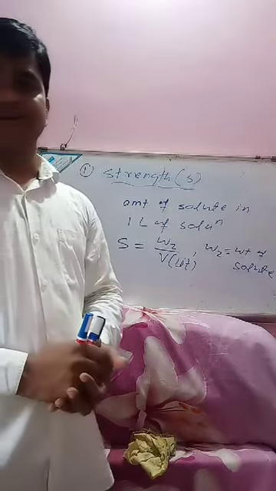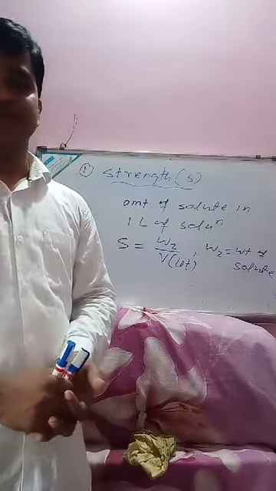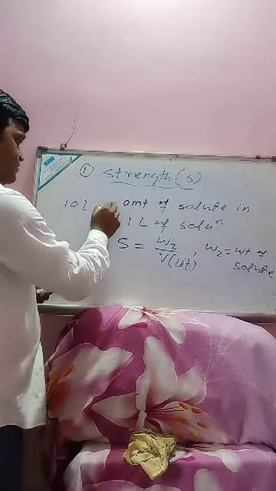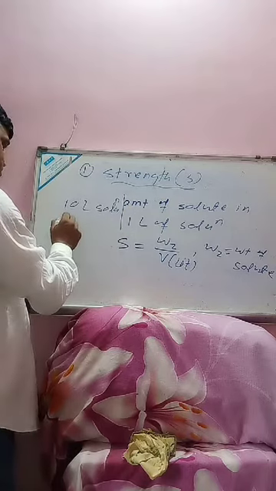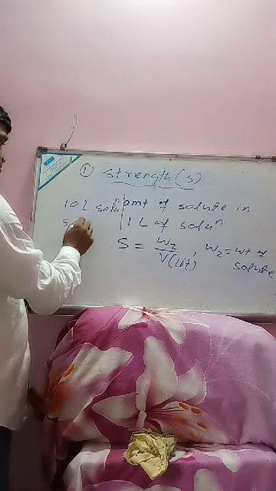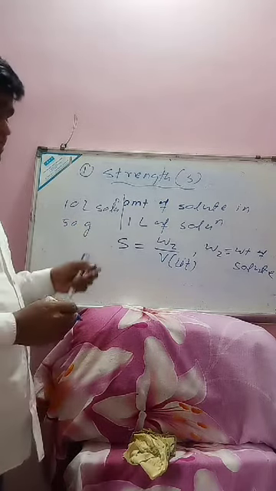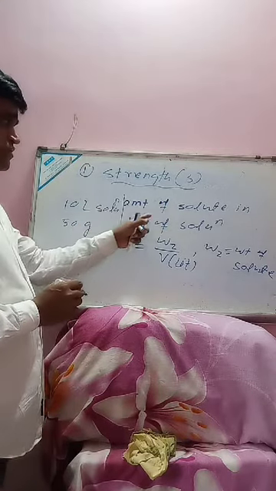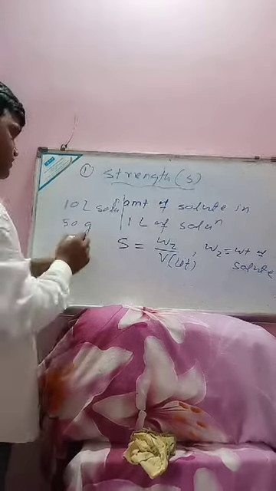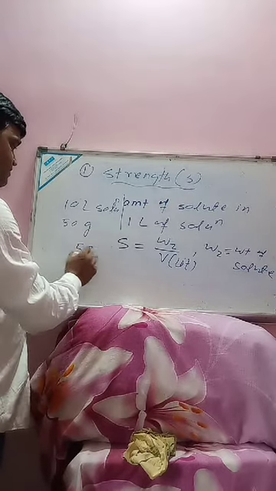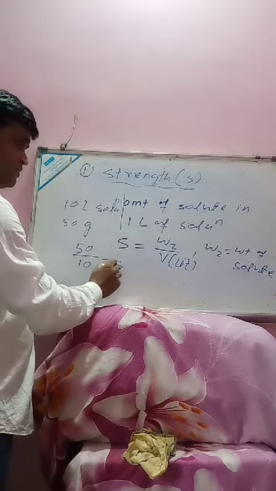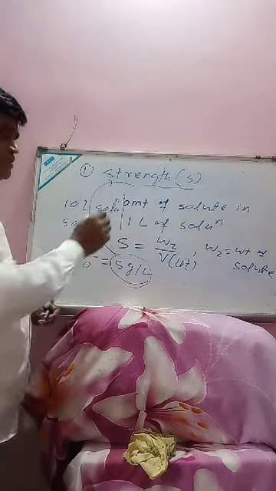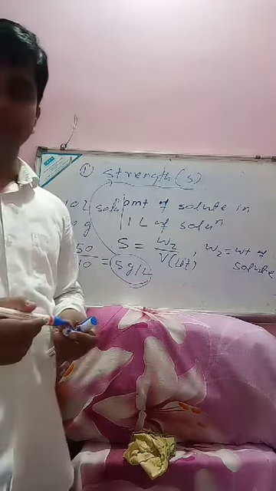Suppose in 10 liter of a solution, 50 gram of a solute is present. Then what is the solute present in 1 liter of solution? It is 50 by 10, that is 5 gram per liter. This is the strength. The strength has the unit gram per liter.